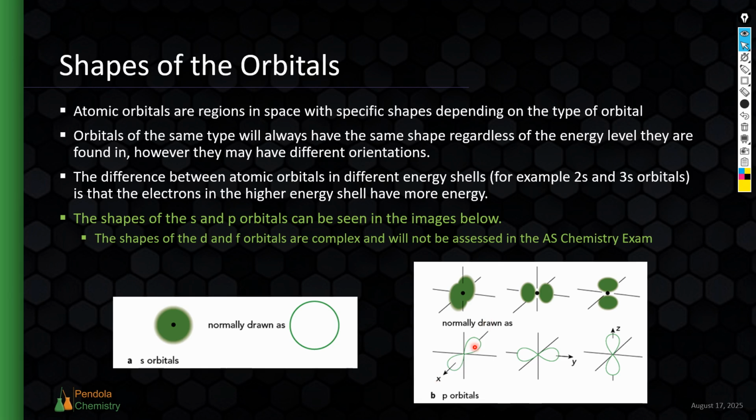Px goes back and forth, away and towards you. Py goes side to side, and pz goes up and down. And that's because they're named after the axes they're on. Px is on the x-axis, py is on the y-axis, and pz is on the z-axis. This is, of course, in a 3-dimensional axis.